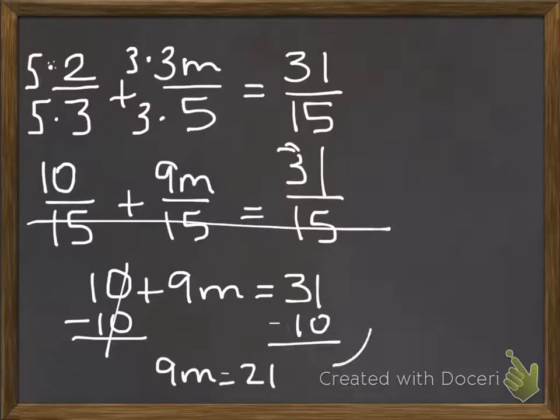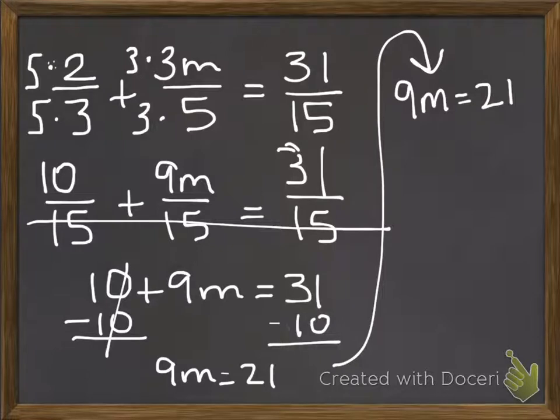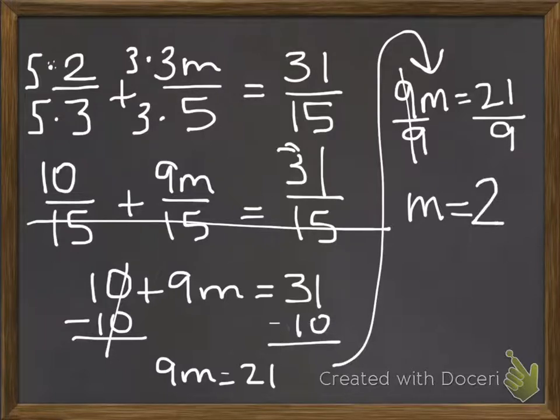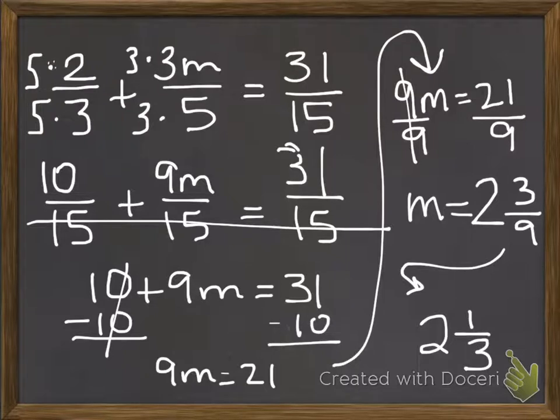All right. So let's go up here. 9m equals 21. You remove your 9 by division, and you're left with m equals, how many times does 9 go into 21? I'm going to pretend you said 2, with how many left over? 3 over 9, which can then again be reduced to 2 1/3. Okay, so the main part of this multi-step equation is to remove the denominator.